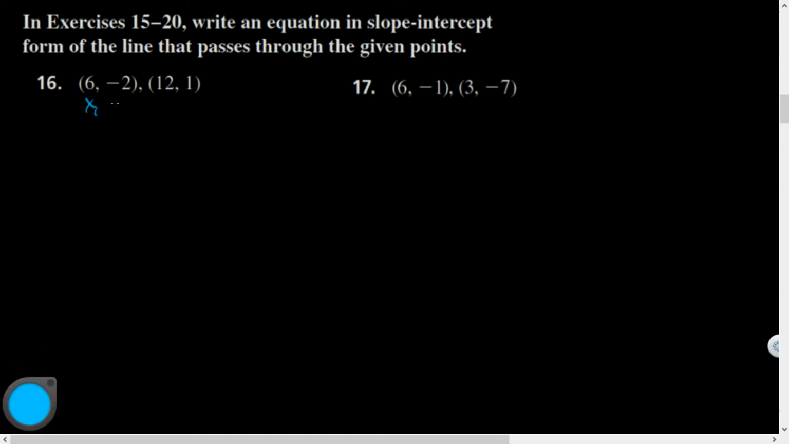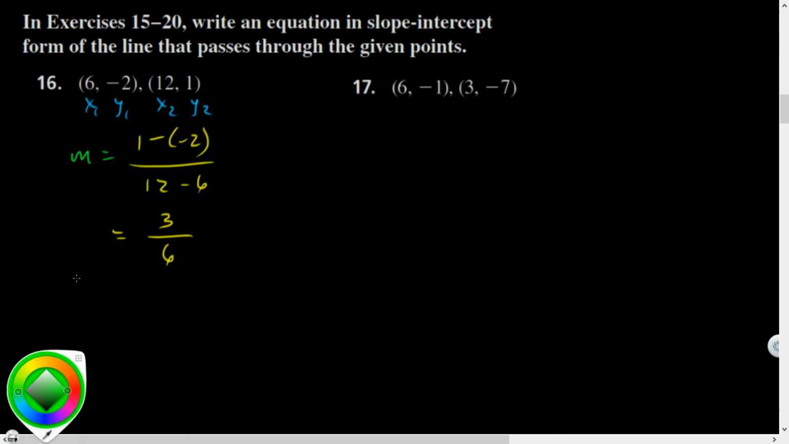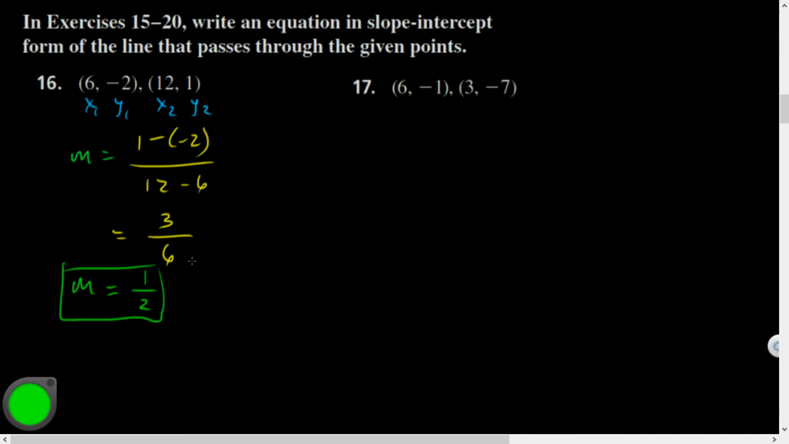Let's label this x1, y1, x2, y2. Let's watch us cruise through this. So m equals, here we go, y2 minus y1, I guess I'll write the double negative for now, over x2 minus x1. 1 minus negative 2 is plus, so that's 3. 12 minus 6 is 6. What does this reduce to, friends? Yes, 1/2 is correct.